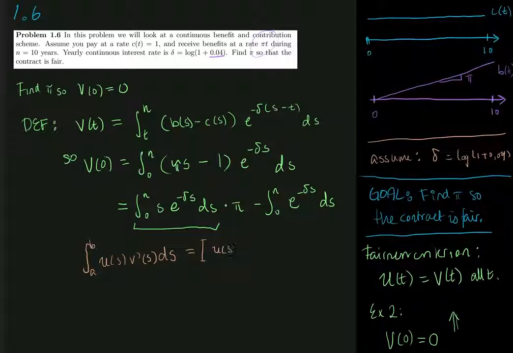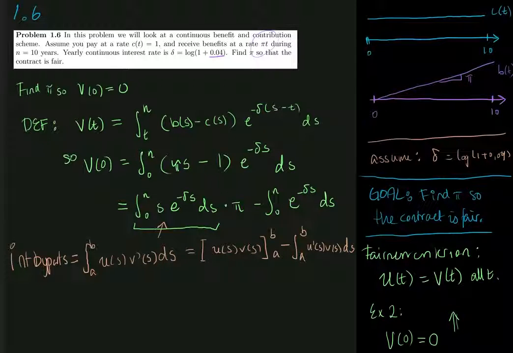if I take u of s, v of s in the boundary values and subtract them from each other, and then I minus the integral from a to b over u prime of s, v of s, ds. So this is integration by parts. And use this to calculate this integral, okay?